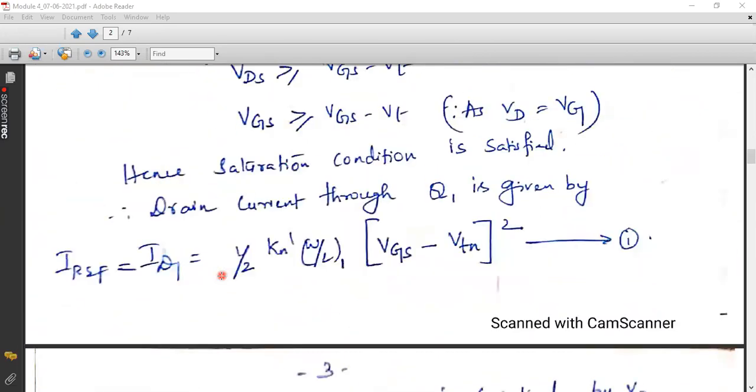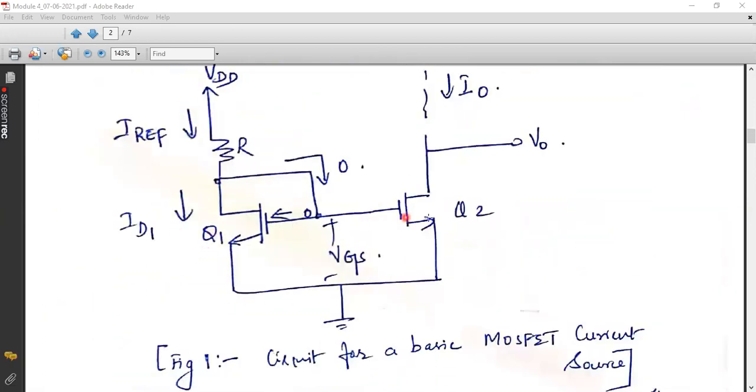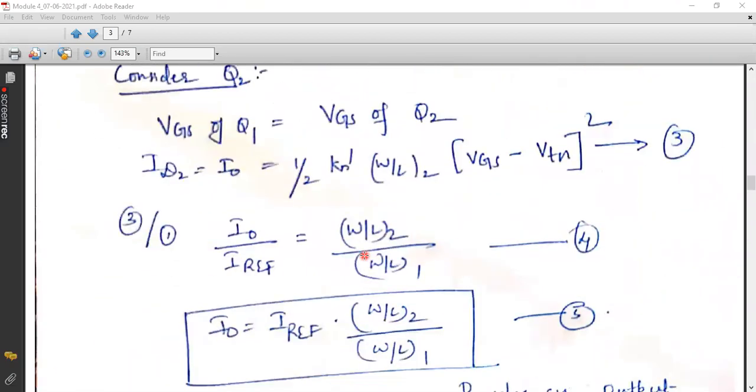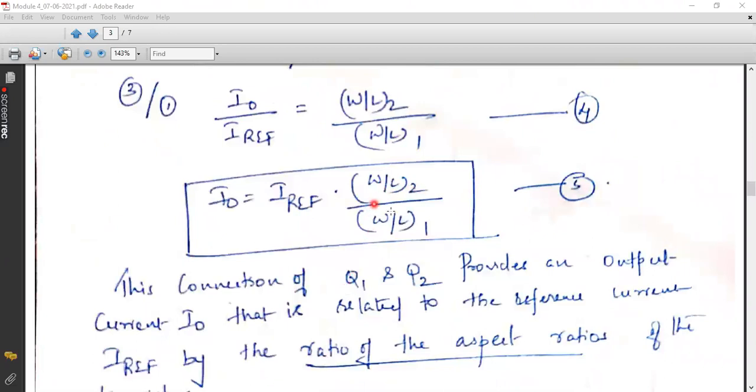In case I use matched transistors Q1 and Q2, matched transistors means their aspect ratios will be the same. While fabrication, their aspect ratios will be maintained as the same. So this will get cancelled, right? Because if these two ratios are the same, this will become 1:1. In that case, what will be your output current? It is equal to I reference, right?